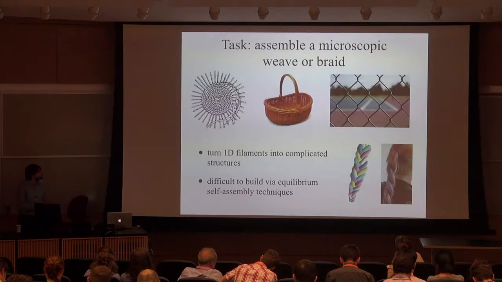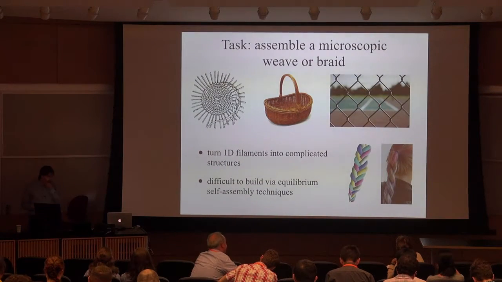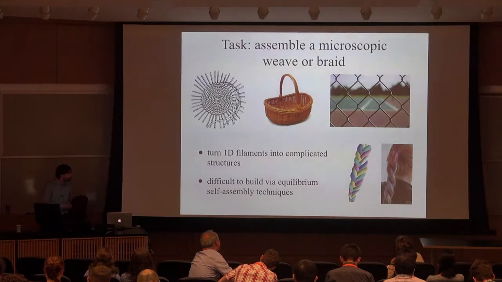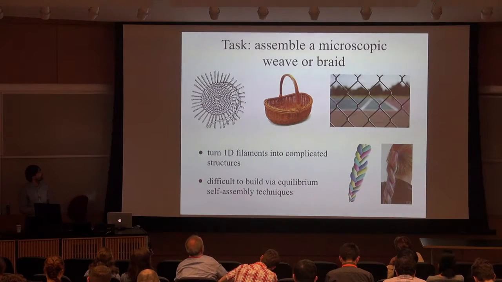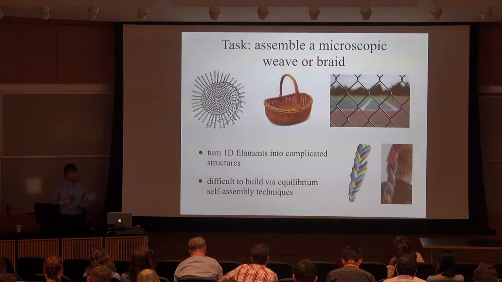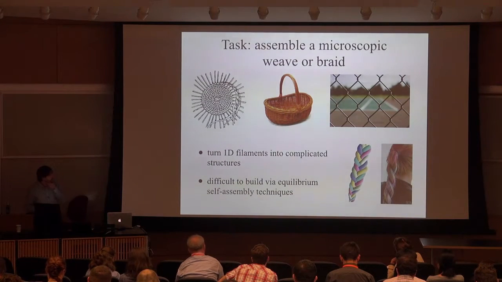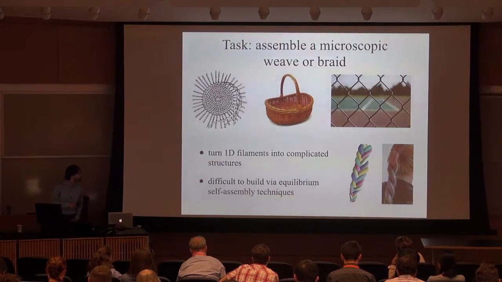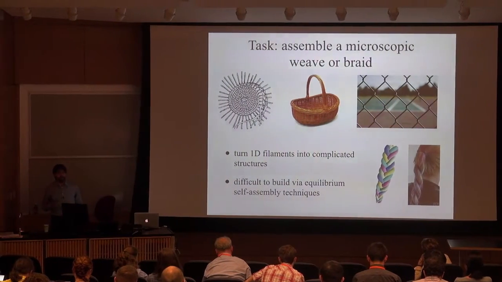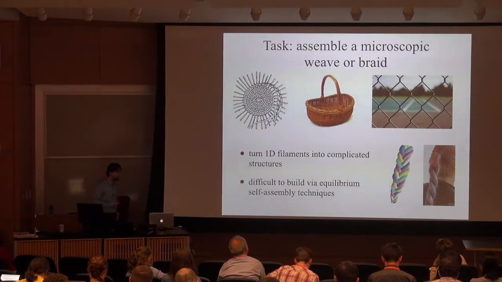Okay? So the example that I'm going to be starting with really comes from the world of self-assembly, where one of the goals is to take a bunch of particles or objects of some sort, at the micron scale, and design them in some way so that they come together and form some structure that you want to build. One of those structures that is fairly hard to do with typical self-assembly techniques is to make braids and weaves.